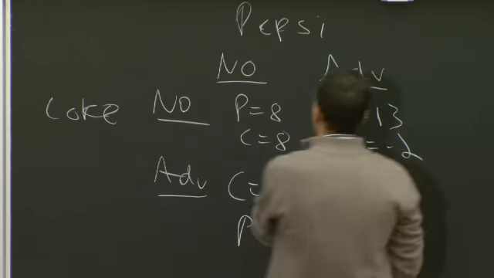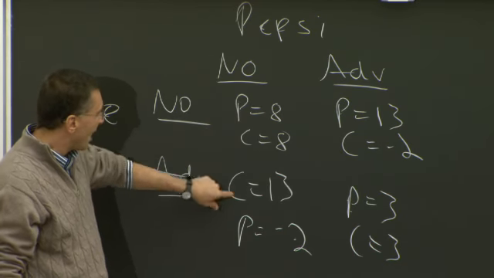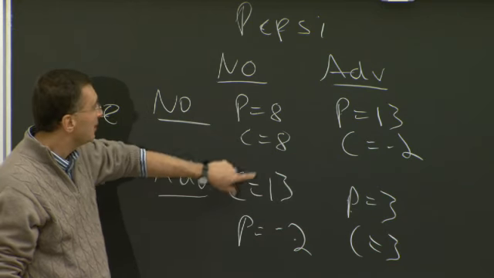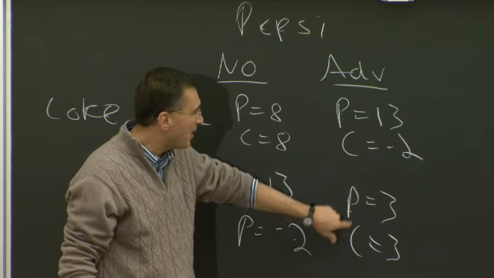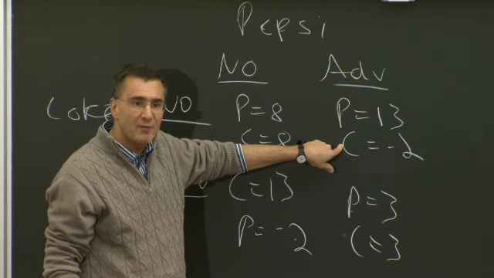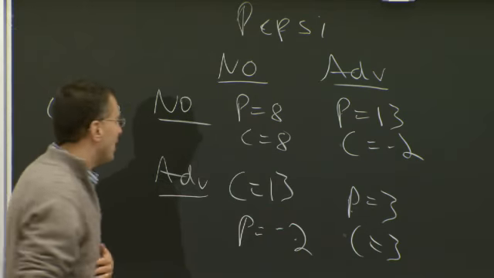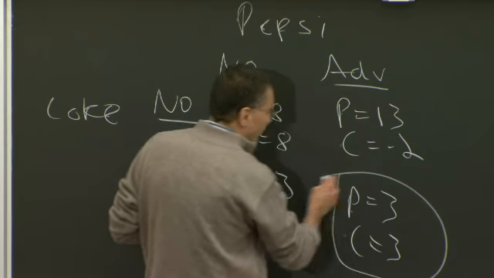Coke says, well, gee, if Pepsi doesn't advertise, I'm better off advertising. I make 13 instead of 8. If Pepsi does advertise, I make 3 instead of -2, so I'm better off advertising too. So my dominant strategy is to advertise. So for both firms, the dominant non-cooperative strategy is to advertise. So they both advertise, and you end up in this equilibrium.